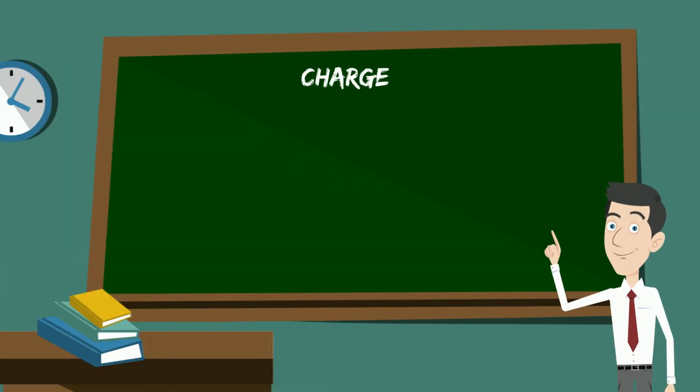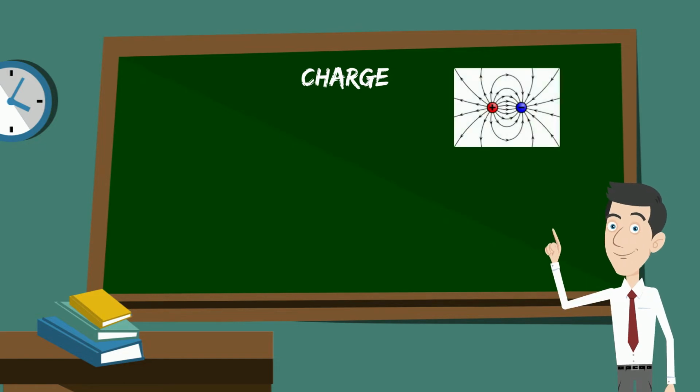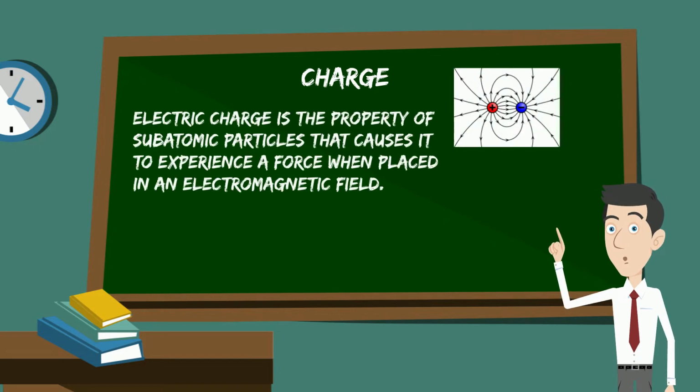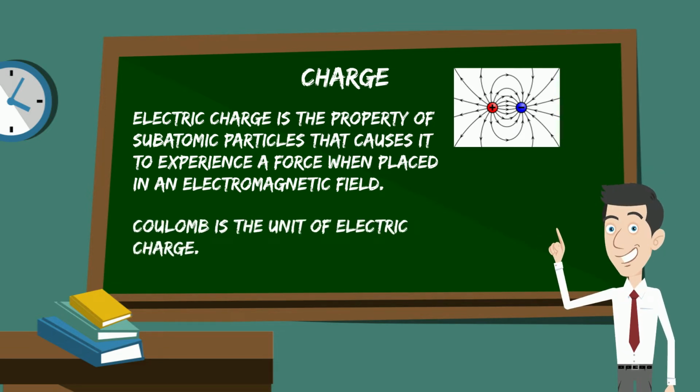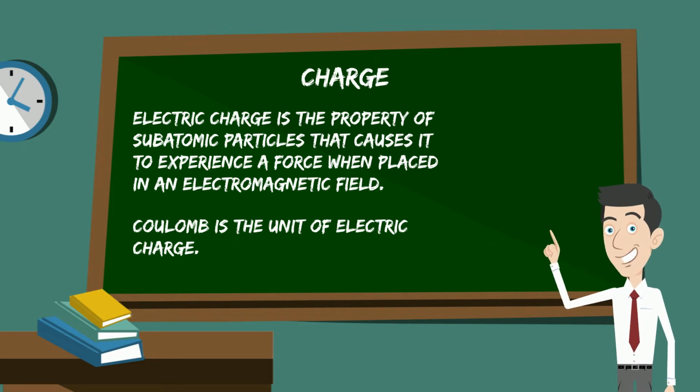Let's first understand what is an electric charge or simply charge. Electric charge is the property of subatomic particles that causes it to experience a force when placed in an electromagnetic field. There are two types of electric charges present, positive and negative charges, which are commonly carried by charge carriers, protons and electrons. The unit of electric charge is called coulomb, named after the French physicist Charles-Augustin de Coulomb, who formulated the famous Coulomb's law.